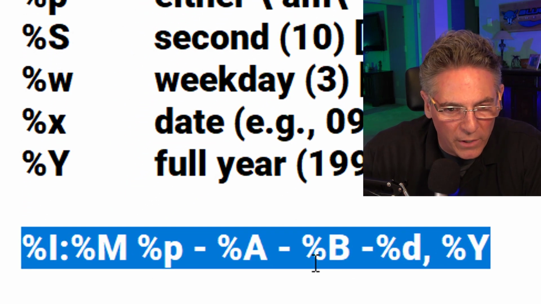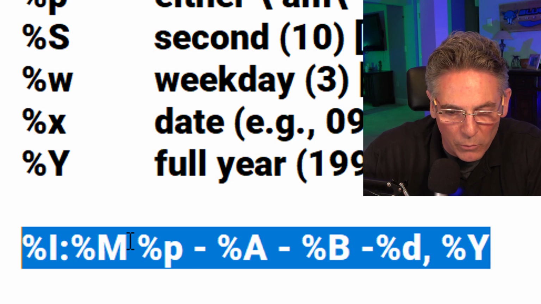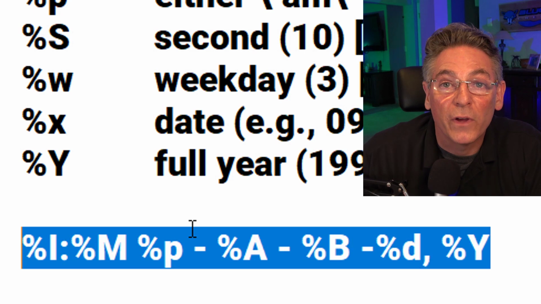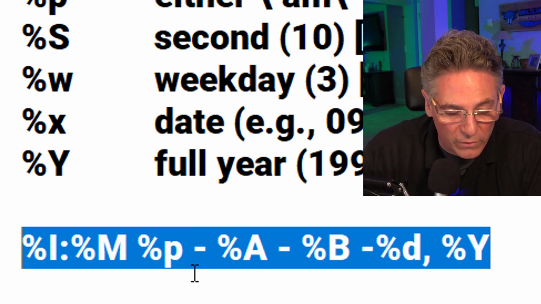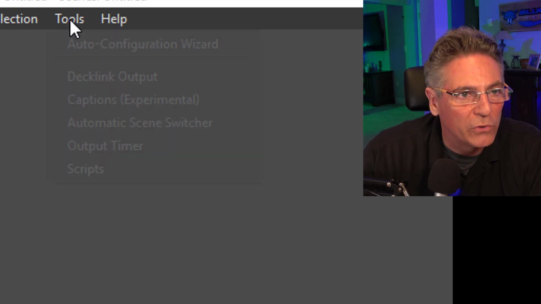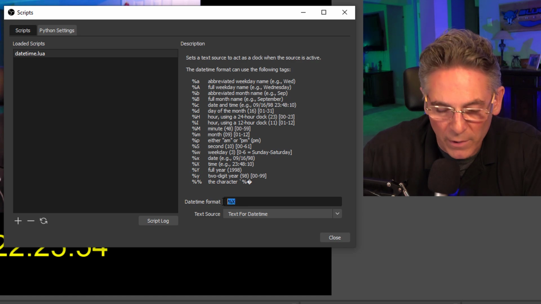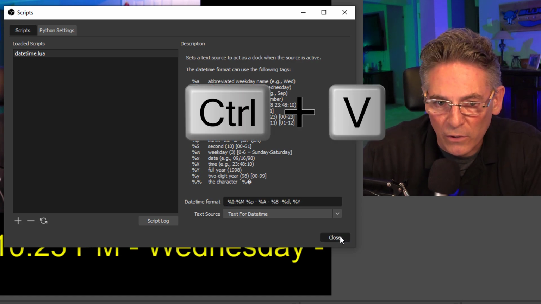Here it is. I'll put it in the description so you can take a look at it. Hopefully it will allow these special characters in here. If it doesn't, I'll put a link to my website and I'll put it in there for you to use. I'll hit copy, and I will go back into Tools, go back into Scripts, and see this datetime format field here. I'm going to highlight what's there, hit paste, and close.